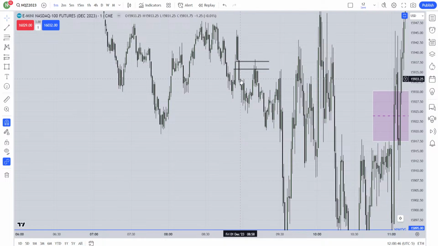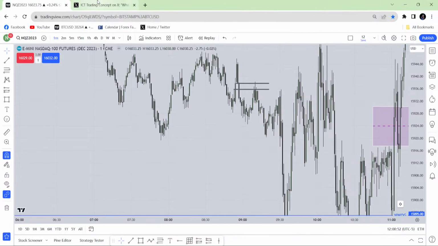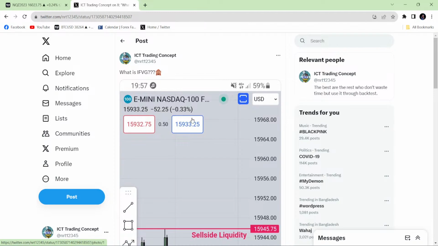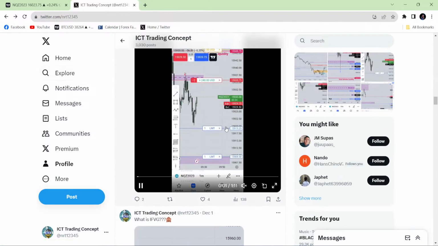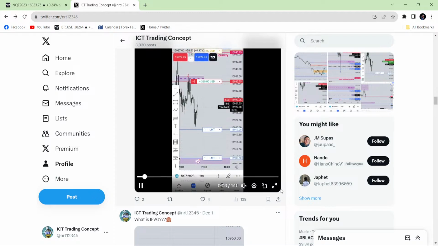So I'm not going to take my entry here. I would love to take my entry when the market comes here. If you see, just a second. Okay, look, where did I take my entry? Just a second.